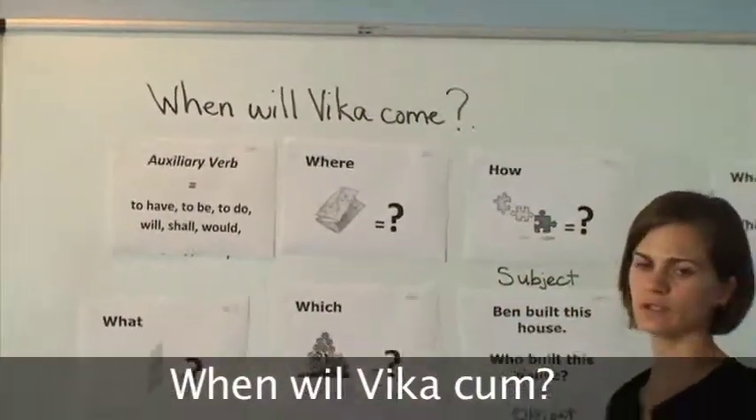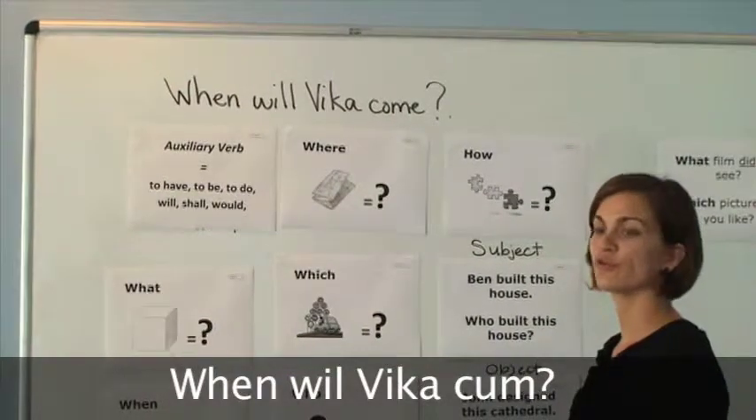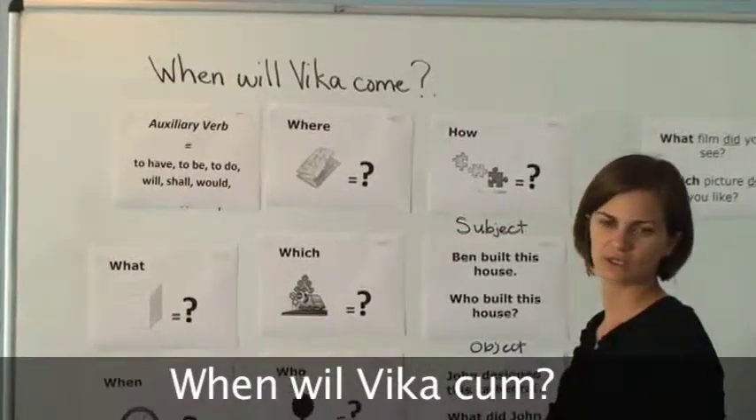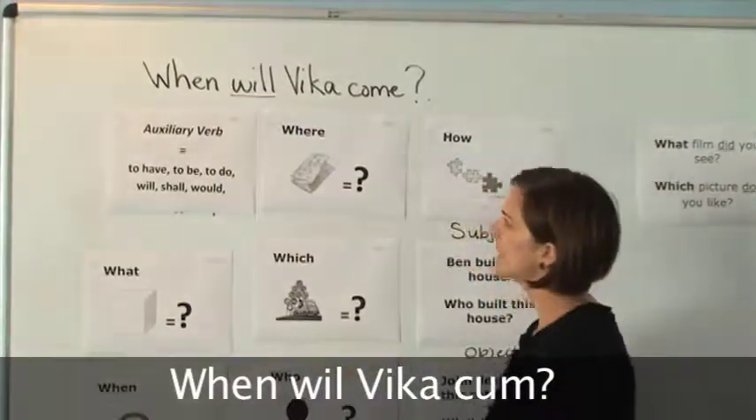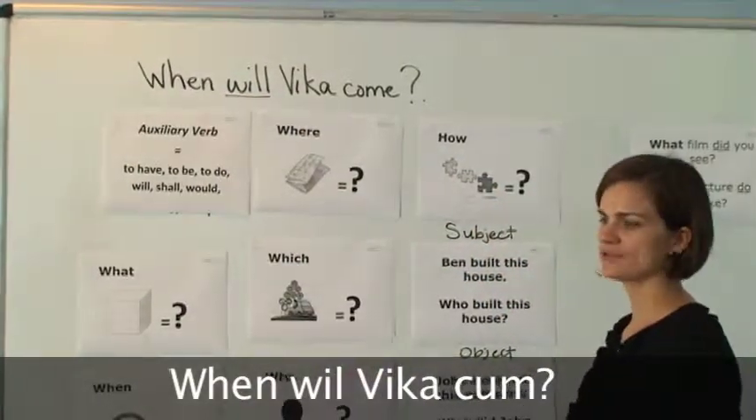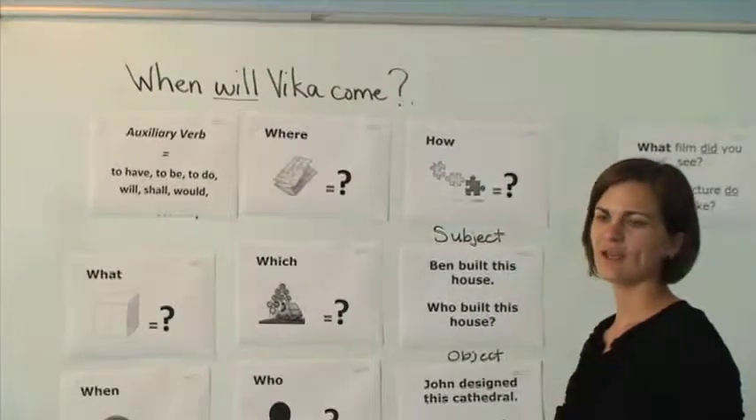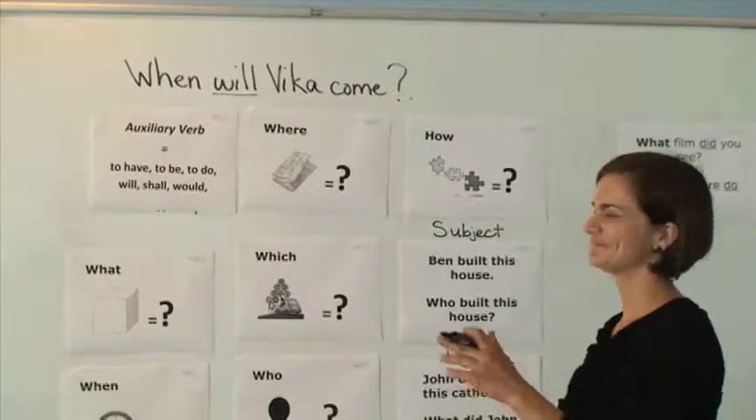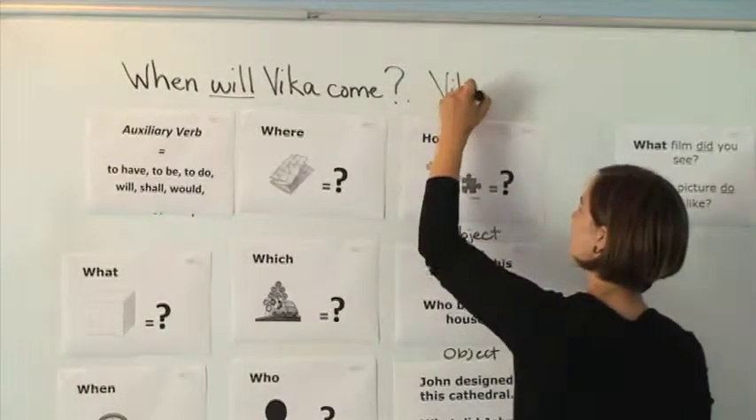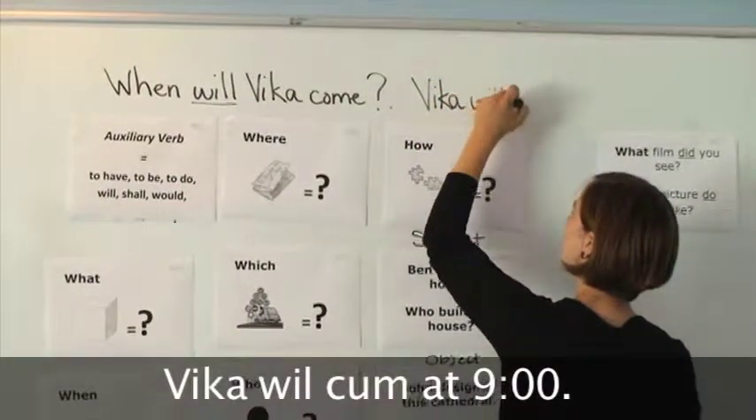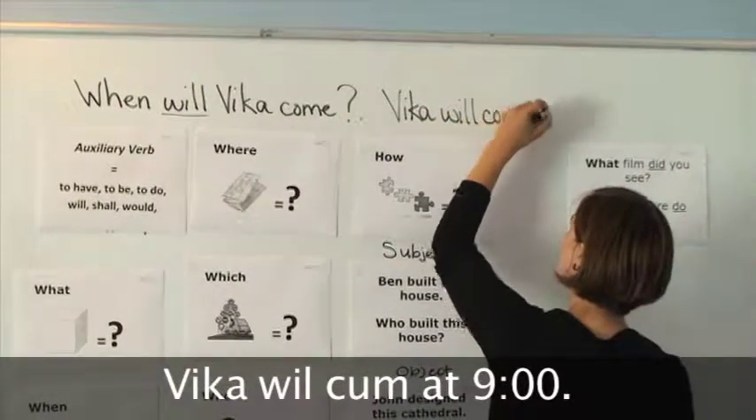What's the verb? Vika. The verb, the action or the state of the will. When will Vika come? How do I answer that question? Vika will come. Who knows when? Like 9 o'clock. Will come 9. At 9?